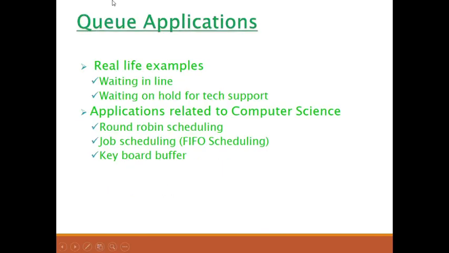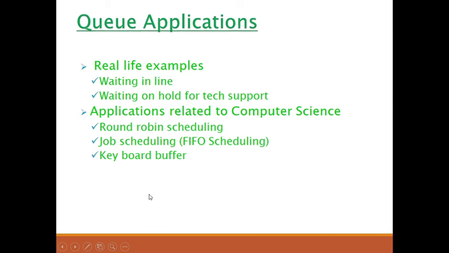For the queue applications, real life examples are like waiting in line, like in banks, of course, or even in our school, paying your tuition fee before, because nowadays we don't have any more tuition fees to be paid in our university. We could also have round robin scheduling, job scheduling, and keyboard buffer. Those are some of the applications of queue.